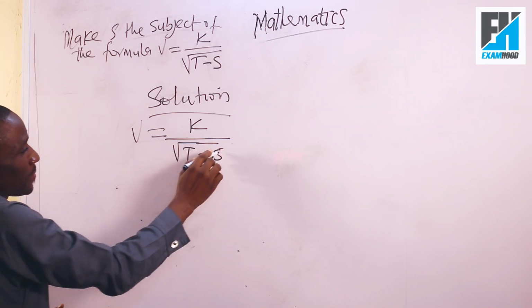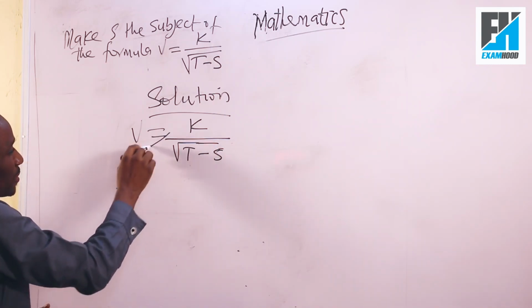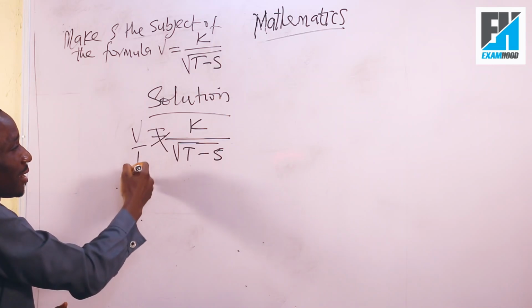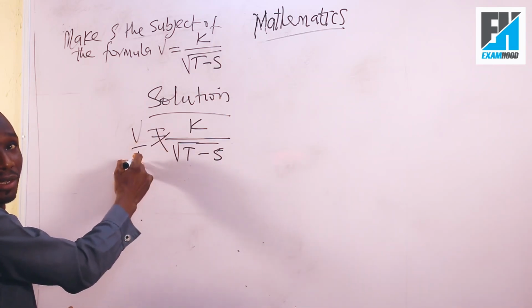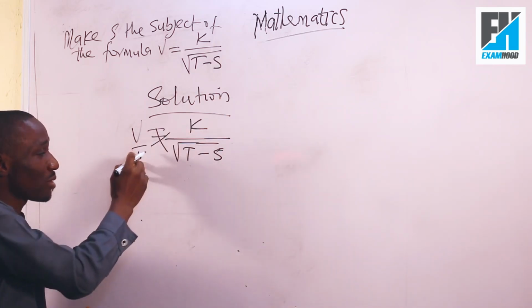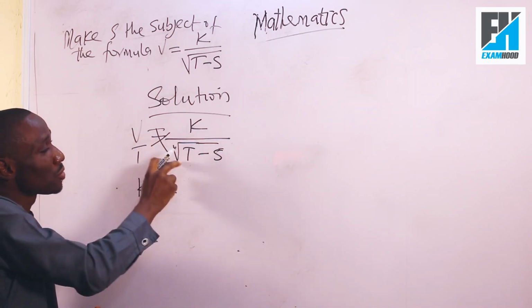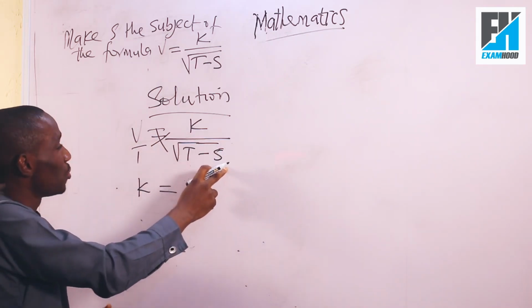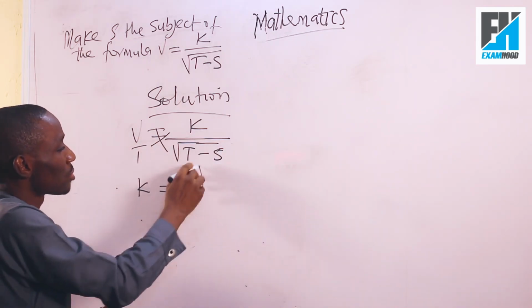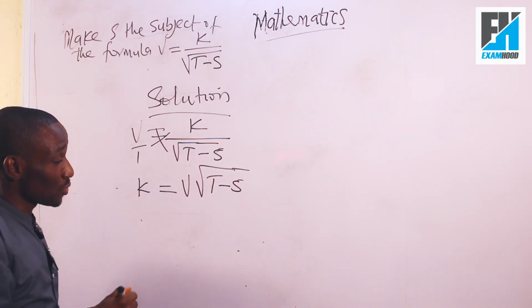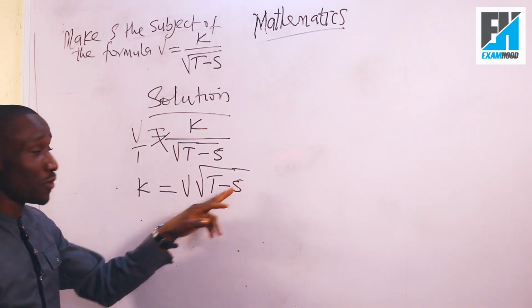So the first step is that we're going to cross multiply. When you cross multiply, this K will multiply 1. K times 1 will give you K, is equal to V times root T minus S, which gives V root T minus S. We are looking for S. We want to make S the subject of the formula.